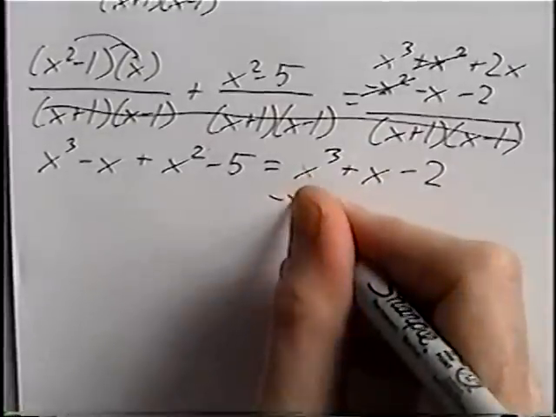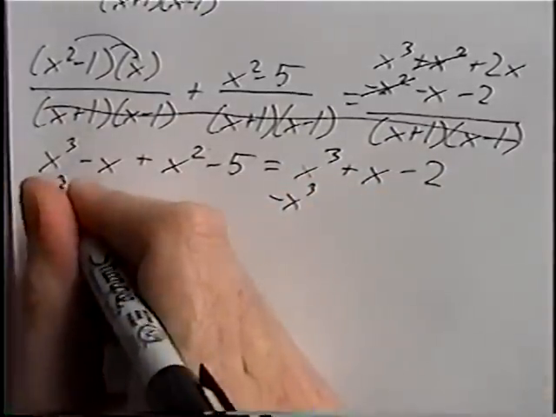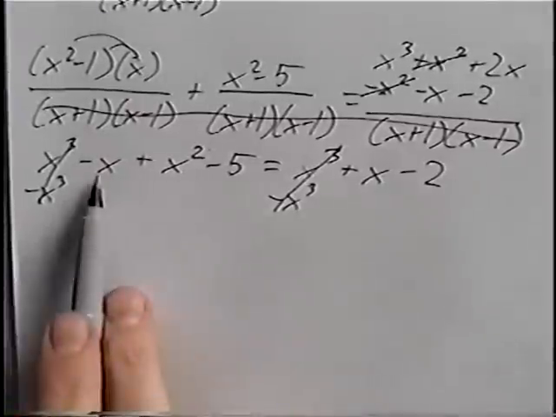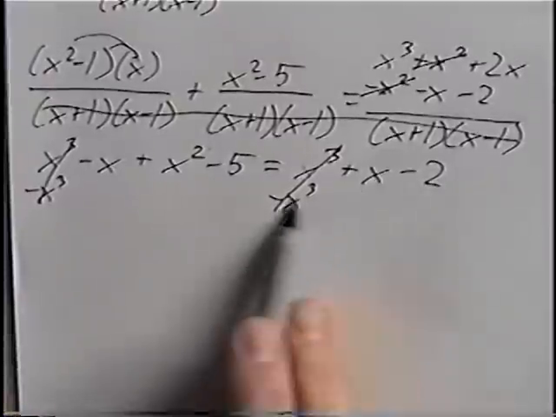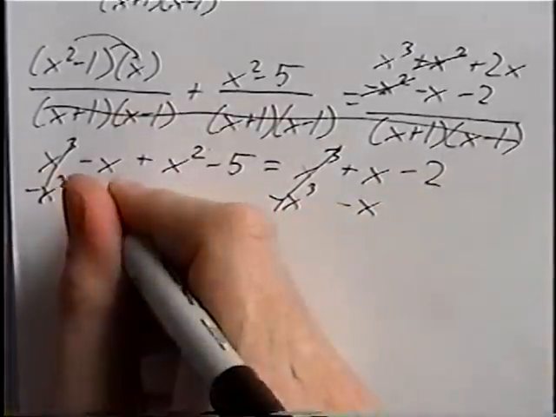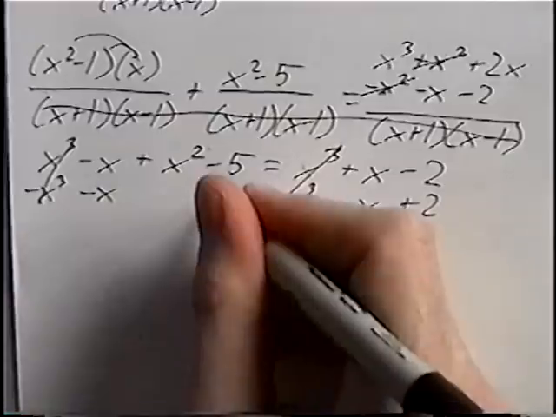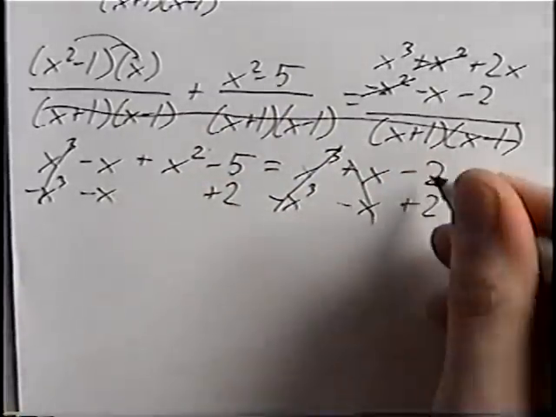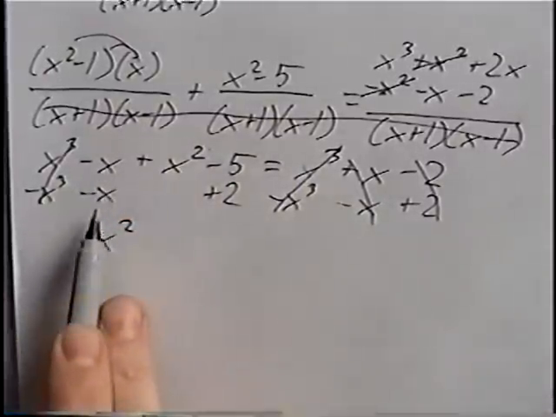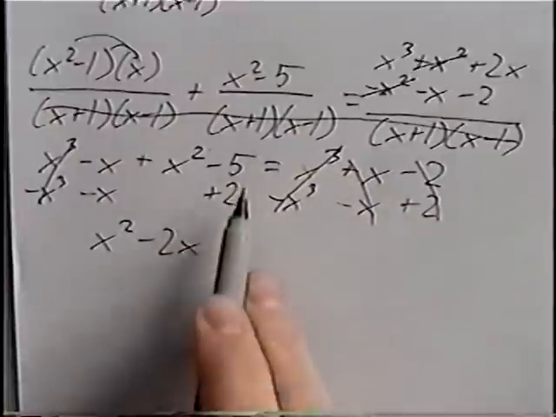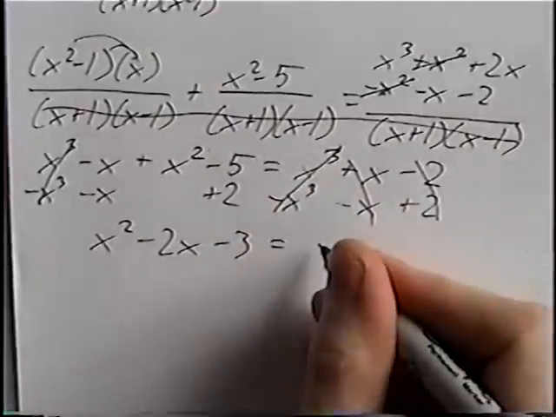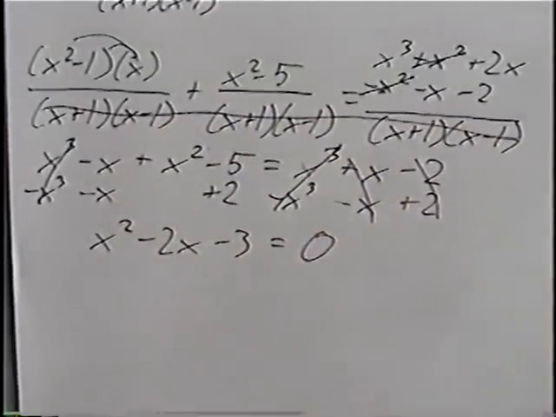Solving this equation, the x cubes cancel by subtracting on both sides. And then we're left with x and x squared. So what we'll want to do is bring everything to one side and then see if it factors. So we can subtract the x over and add the 2. We'll put x squared first. Negative x minus x would be negative 2x, and negative 5 plus 2 would be negative 3. Nothing left on the right side, so that would equal 0.